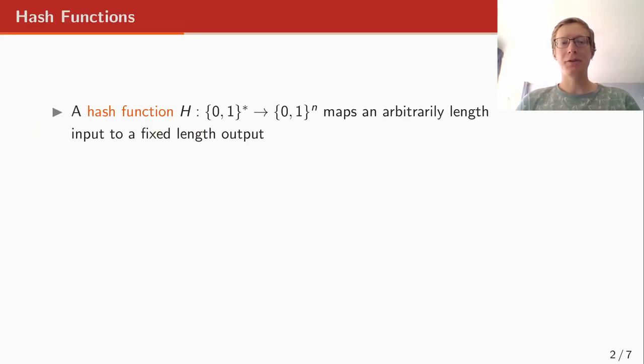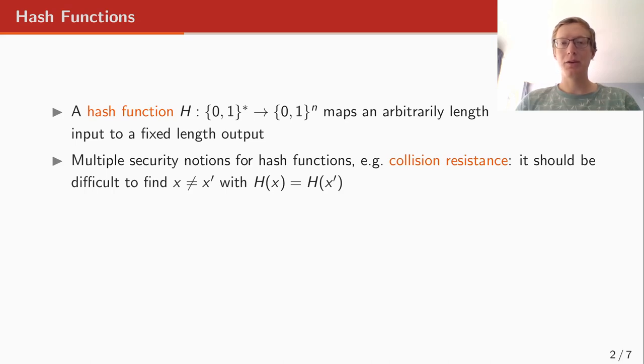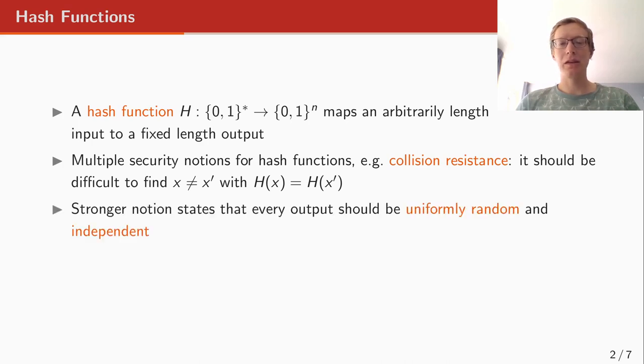A hash function is a function that maps an input of arbitrary length to a fixed length output. There are multiple security notions for hash functions. A common one is collision resistance, which means that it should be difficult to find two different inputs that map to the same output. But there are also stronger notions required.